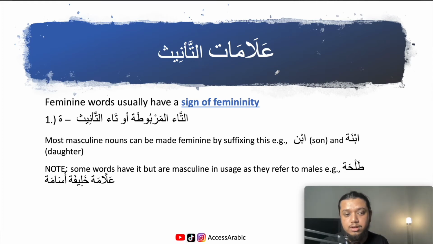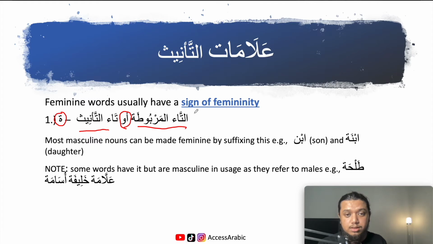So sign number 1, and this is the main sign, the most common sign, is this little ta that you can see here. This ta is known as at-ta al-marbuta. It is also sometimes known as ta at-ta'nith. So this sentence reads at-ta al-marbuta aw ta at-ta'nith. We have learned in previous classes that aw means or.